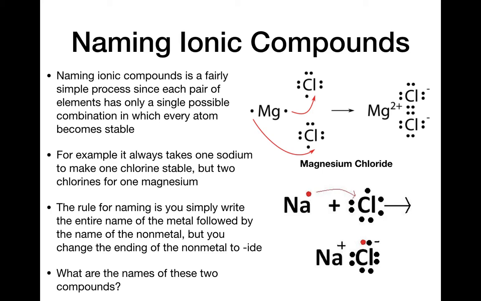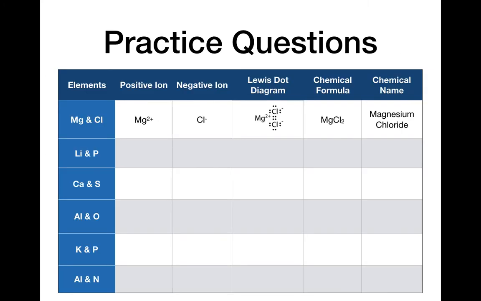Well, we have magnesium chloride. Magnesium is the same, that's our metal. And the non-metal, chlorine, we change the ending to -ide. And the second one, sodium chloride. I'm not going to specify anything else, just those two, because there's only one possible combination between those two elements that can make a stable ionic compound.